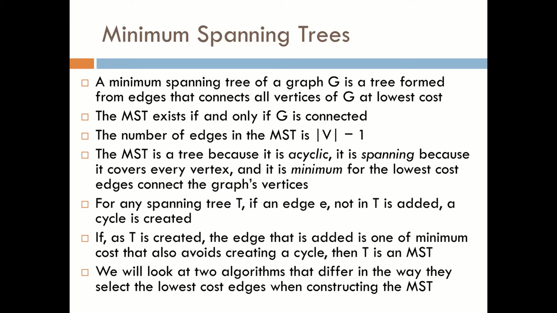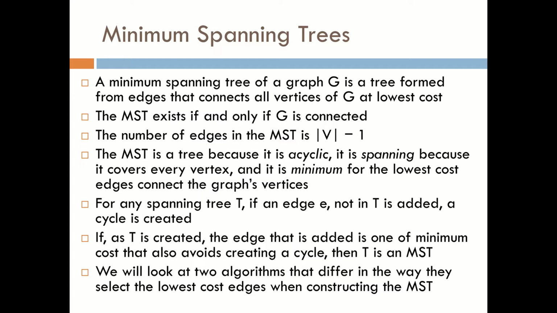And the MST is a tree because it has no cycles. It is acyclic. It is spanning because it covers every vertex in the graph, and it is minimum because it's the lowest cost edges that connect the graph's vertices to one another. So for any spanning tree, if you add a single edge that is not in the tree, you will form a cycle.